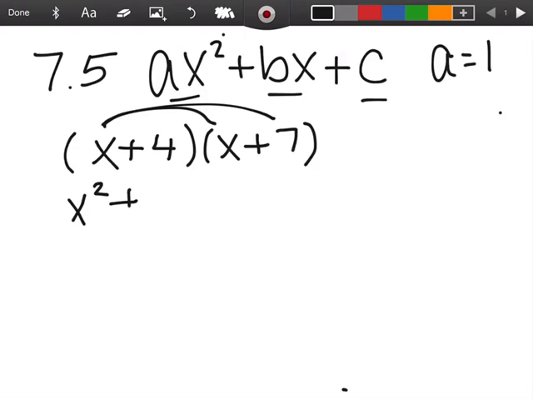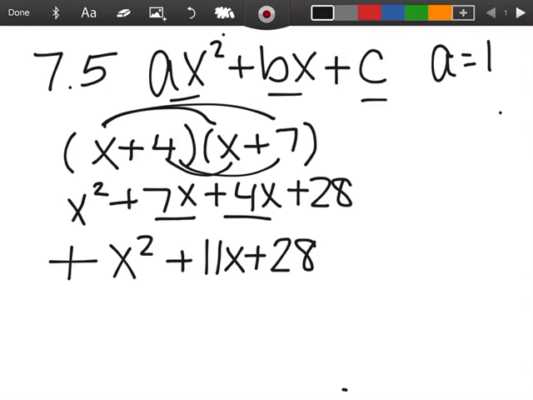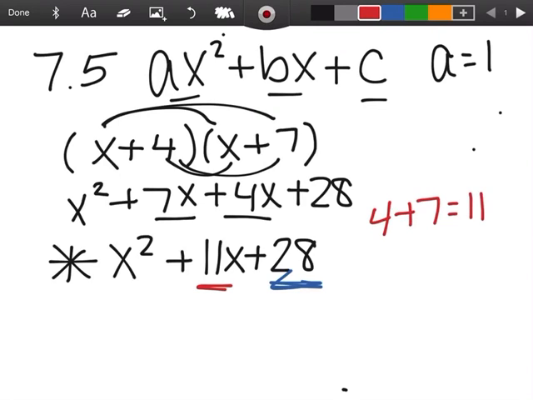X times x is x squared, so if you start with x squared, you can work your way back. X times 7 is 7x. X times 4 is 4x. 4 times 7 is 28. So you get x squared plus, when you combine like terms, 11x plus 28. Now we want to be able to start there and work our way backwards. Are there any patterns that we can notice about 11 or about 28, specifically in regards to how they relate to 4 and 7? Well, 4 plus 7 is equal to 11, and 4 times 7 is equal to 28.